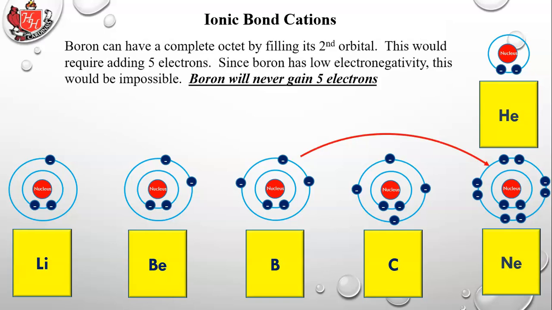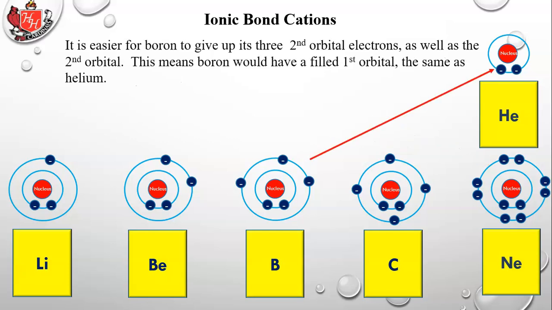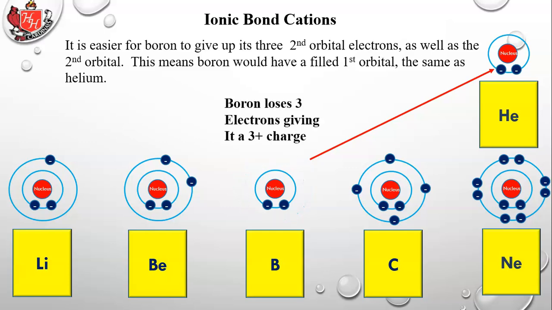Boron. Boron can have a complete octet by filling its second orbital. This would require adding 5 electrons. Since boron has a low electronegativity, this would be impossible. So boron will never gain 5 electrons. Instead, it's easier for boron to give up its 3 second orbital electrons as well as the second orbital. This means boron would have a filled first orbital the same as helium. So boron loses 3 electrons, giving it a 3+ charge. And again, you can see it's isoelectronic to helium. It has the same electron structure.